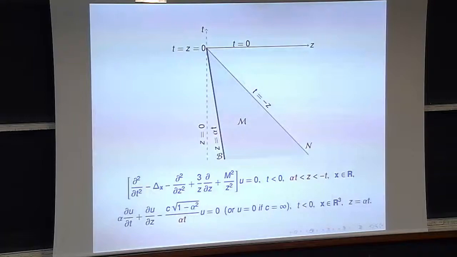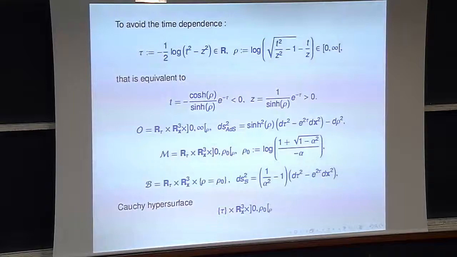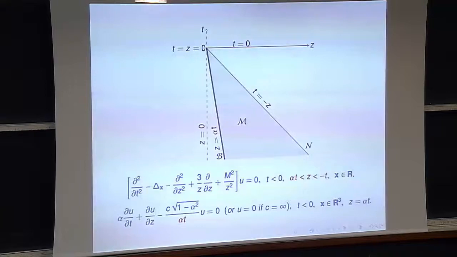M is the bulk of the anti-De Sitter spacetime, B is the brane, and we work in this domain. T equal minus Z is the Cauchy horizon associated to the brane. And we have to consider this equation in this domain, which is time dependent, with these boundary conditions on the brane, which are time dependent also. It's rather unpleasant to have a problem with time dependence in the domain of study and in the boundary condition.